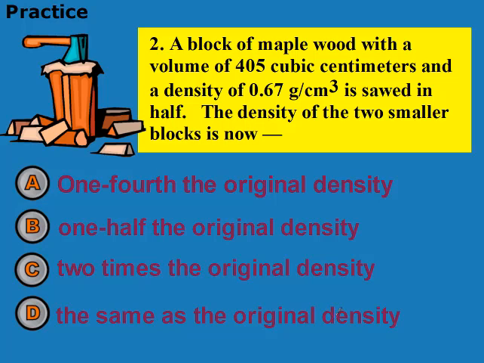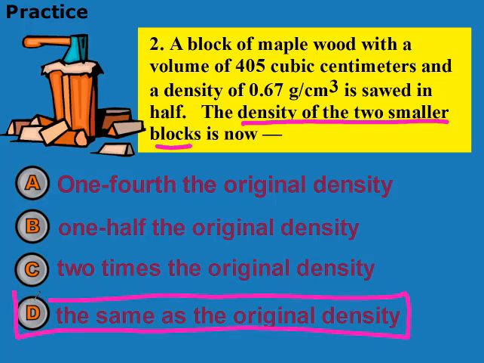They gave you numbers in this problem, but we didn't need any of those numbers. They said that you had a block of wood and then you cut it in half. They want to know the density of the two smaller blocks. Well, the blocks are all the same substance, so if you remember that density does not change as long as it's still the same phase, then you would have put that D, the density, has to be the same as the original.